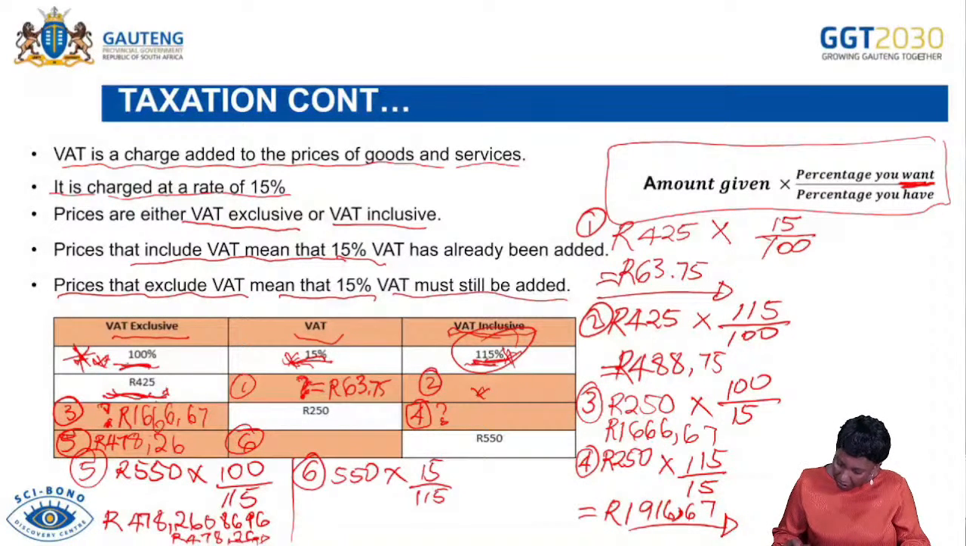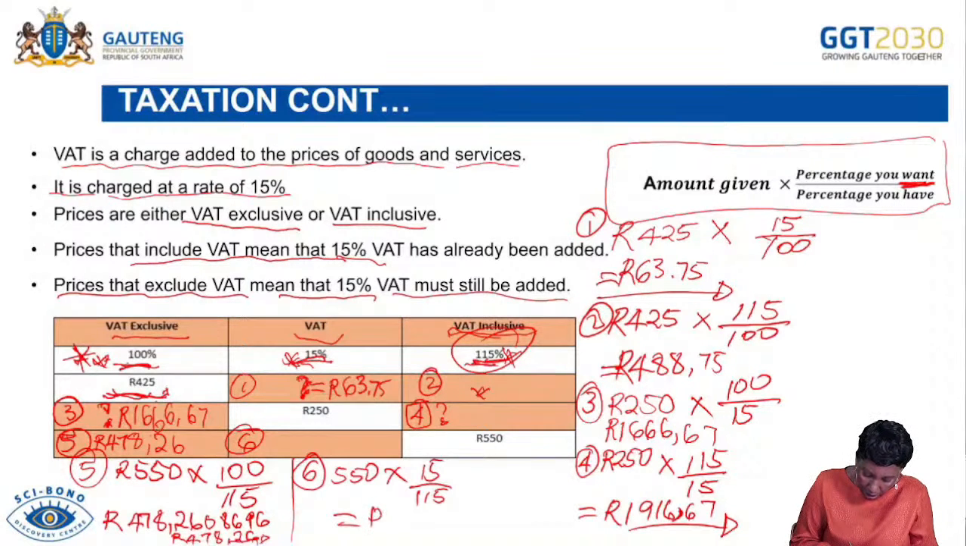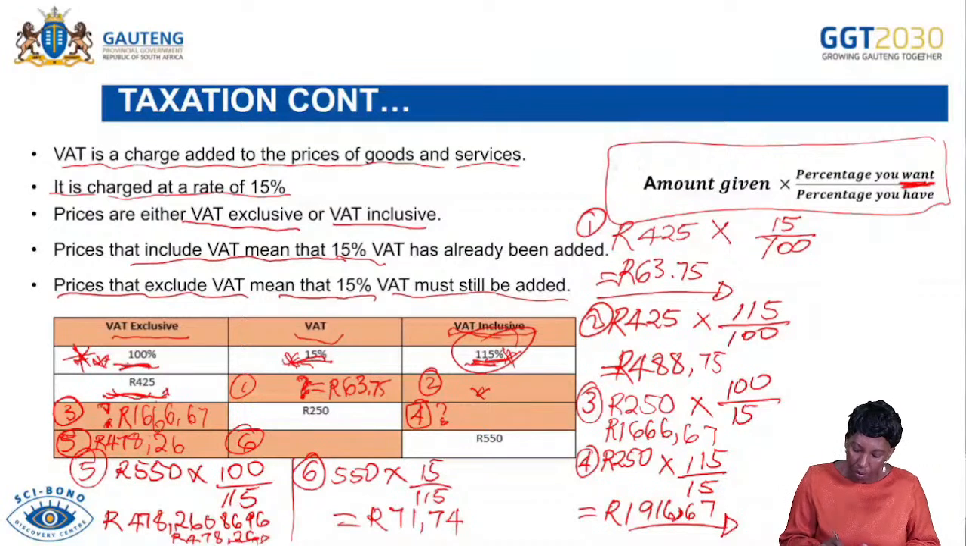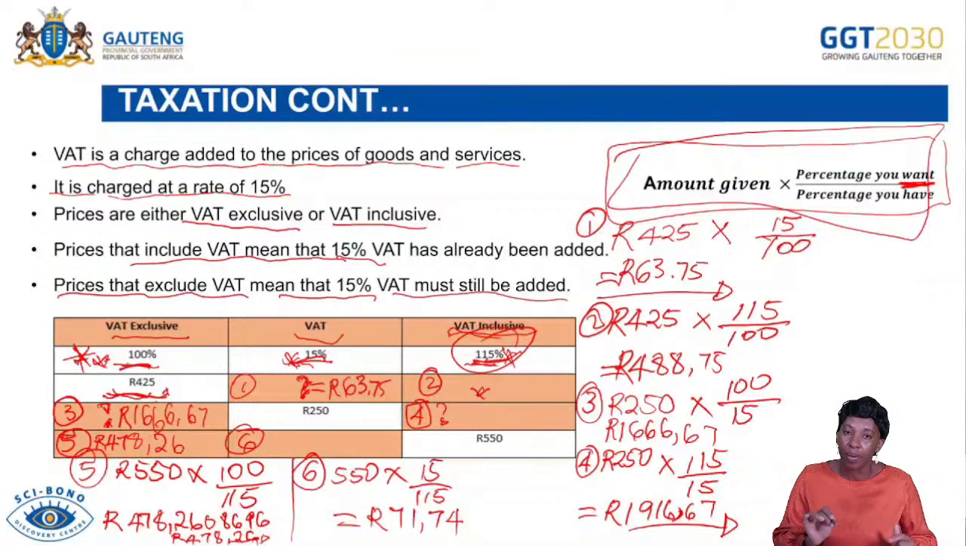It will be 550 multiplied by 15, and then I divide it by 115, and then it will give me what? The VAT amount that has been added. It's 71 rand 74. Remember now I've rounded off to 2 decimal places. I hope you are doing the calculations with me, boys and girls. And can you see how easy it is? You can use this formula in all the paper, in all the percentage calculations. Once you are doing this in all percentage calculations, it will be easier for you to complete it.